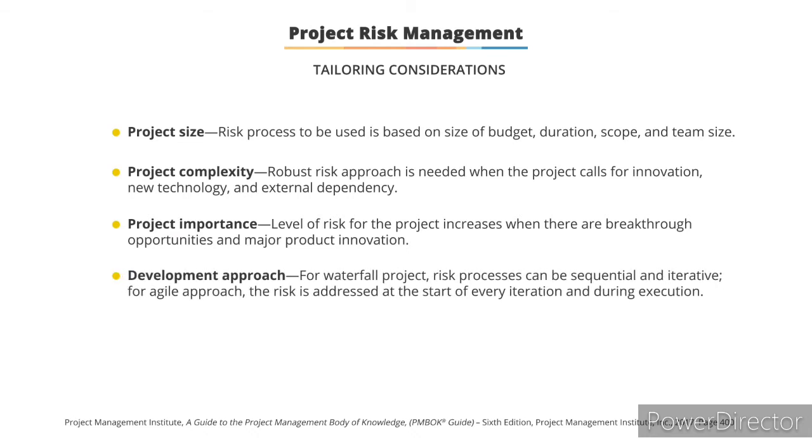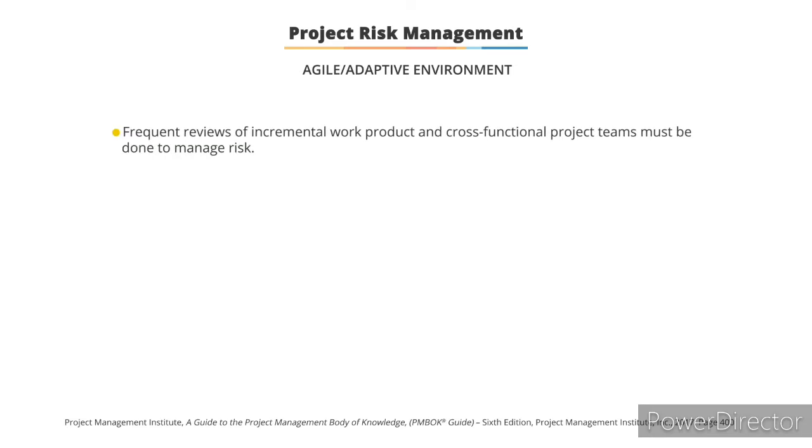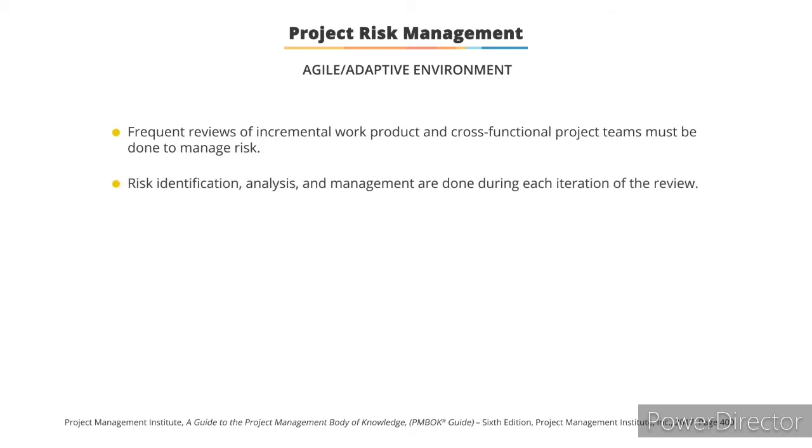And the development approach. For waterfall projects, risk processes can be sequential and iterative. For Agile, at the start of every iteration and during execution, risks should be assessed. In these environments, frequent reviews of incremental work products and cross-functional project teams must be done to effectively manage risks. Risk identification, analysis, and management are done during each iteration of the review. Work may be reprioritized based on an understanding of the risk exposure.